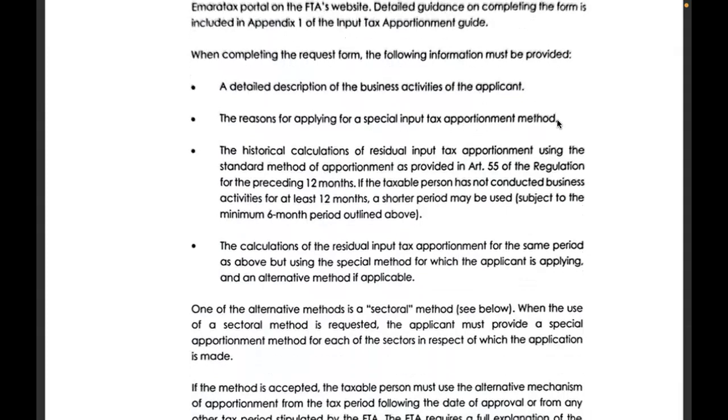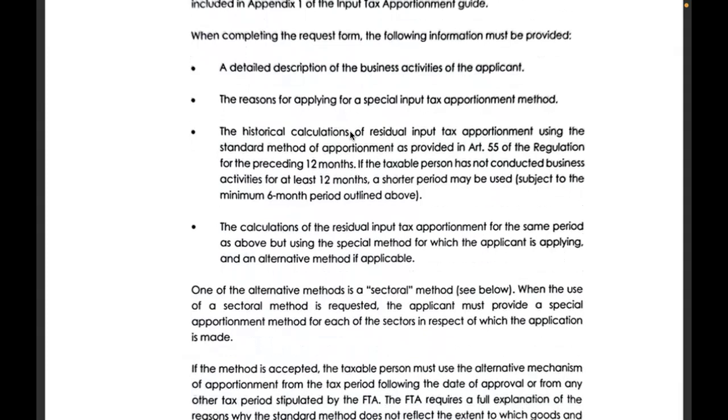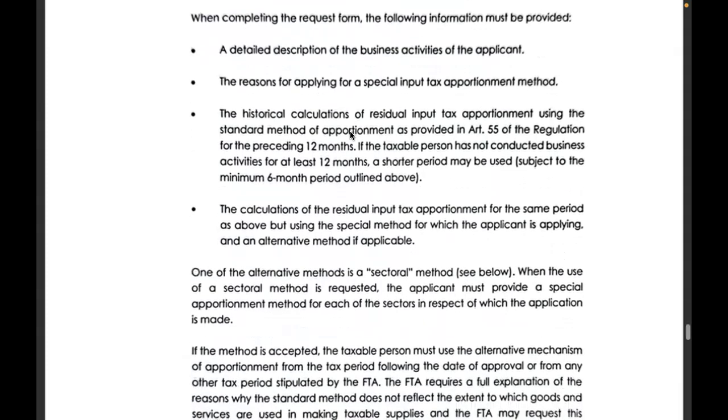But the question should come to our mind: why would a taxpayer go for an alternative method? The common sense answer would be that chances are that if the taxpayer applies the alternative method, they would be able to recover more input tax, right? So that is the rationale. So it's a strategic decision basically regarding the input tax recovery.